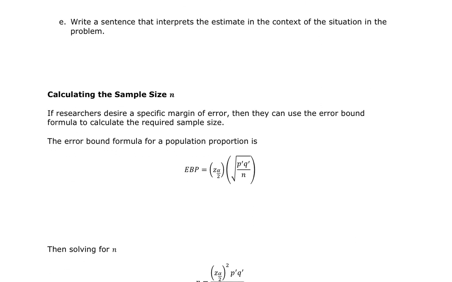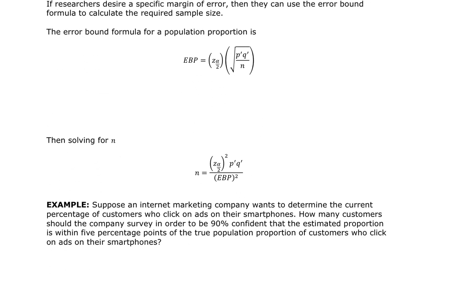If you are needing to calculate the sample size, and we are in the land of proportions, what we know is that we're going to take this formula and rearrange it. When we rearrange it, we get this formula, which is n is equal to, I'm going to take my z-score and square it. I'm going to multiply it by my p hat and my q hat, or p prime and q prime, and then I'm going to divide that answer by my EBP squared. So determine the percentage of customers who click on ads. They want a 95% confidence, and so within 5 percentage points.